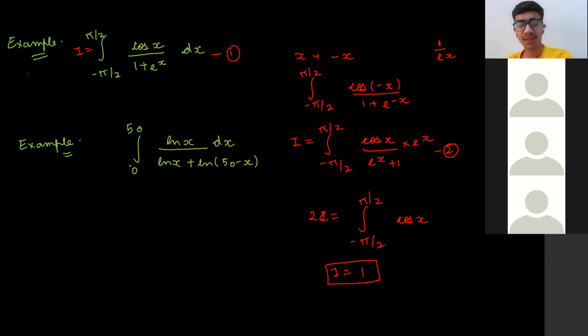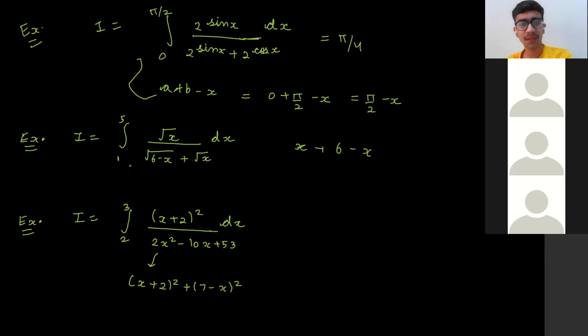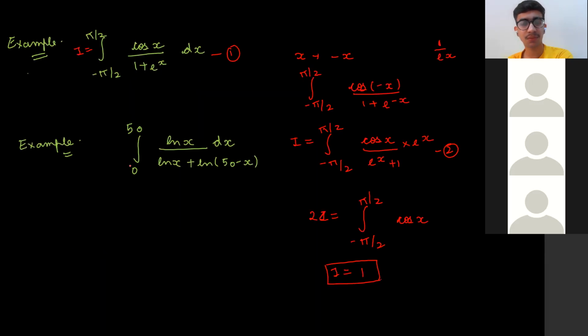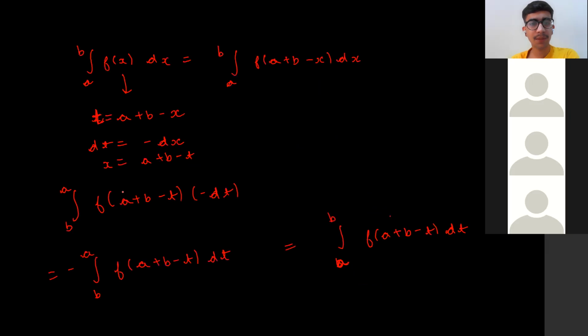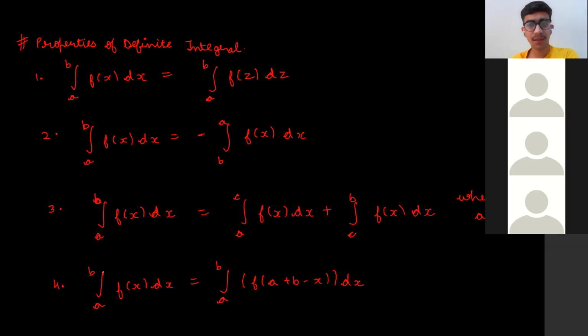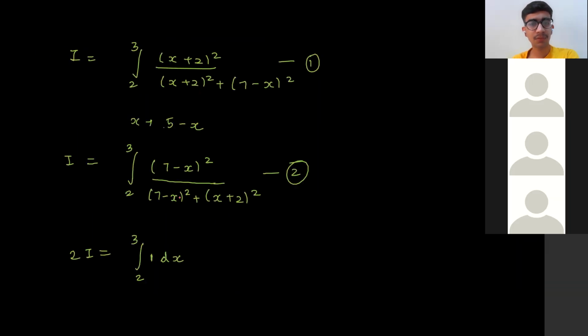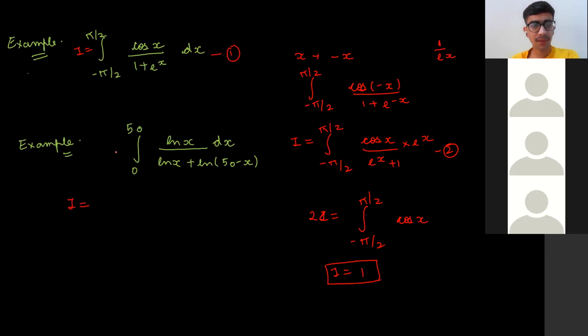In so many questions, this is what we are doing: replacing x with a plus b minus x. The property is that the integral from a to b of f(x) dx is equal to the integral from a to b of f(a plus b minus x) dx. So how can we write this integral? If this is I, we can also write this as 0 plus 50, and you can replace x with 50 minus x.